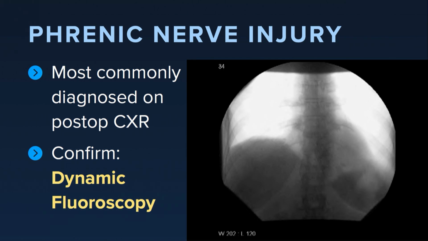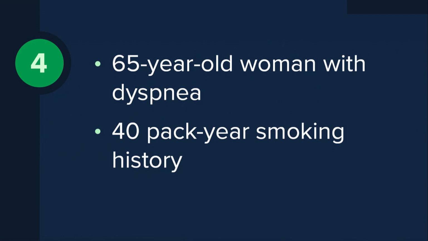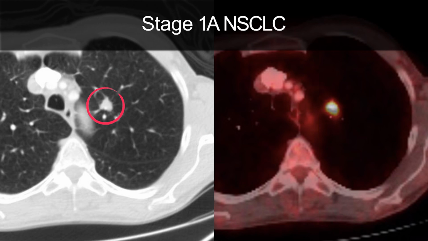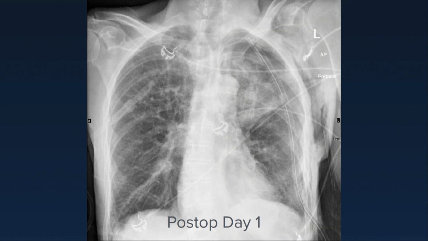Our next case is a 65-year-old woman with dyspnea and a 40-pack year smoking history. And so here's the CT, which led to a PET, pretty characteristic findings, a FDG nodule. So she had, unfortunately, an early stage lung cancer. And she went on to have a lingular sparing left upper lobectomy.